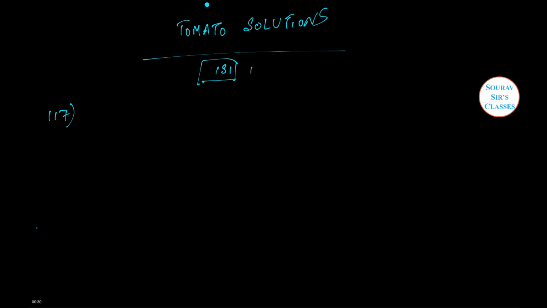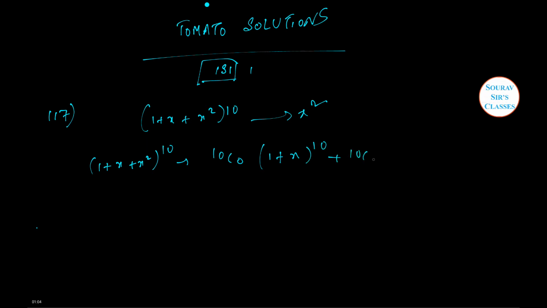The question is: the coefficient of x square in the expansion of (1 plus x square) whole to the power 10. So what is the coefficient of x square in the expansion of this? This can be expanded very easily like this: (1 plus x square) whole to the power 10 can be rewritten as 10c0 (1 plus x) whole to the power 10 plus 10c1 (1 plus x) whole to the power 10 into x square, and in this pattern it goes on and on. So obviously we can write 10c0 is 1, so 10c1 into x, 10c2 x square.